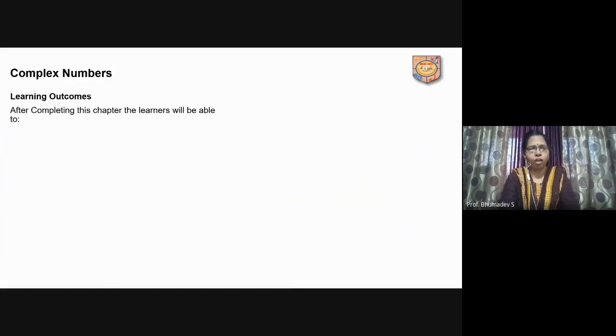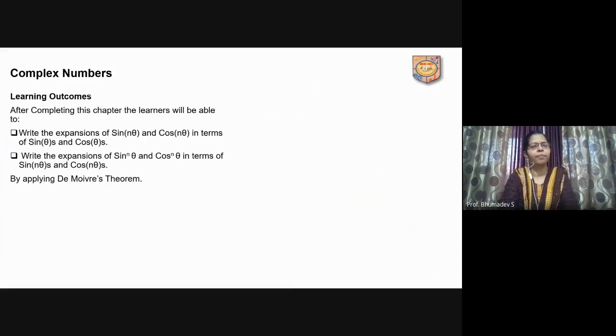The learning outcome. What are the things that we will be learning at the end of this module? After completing this chapter, the learners will be able to write the expansion of sine n theta and cos n theta in terms of sine theta and cos theta and its powers. We can write the expansions of sine to the power n theta and cos to the power n theta in terms of sine n theta and cos n theta. All these expansions we can write by applying De Moivre's theorem.